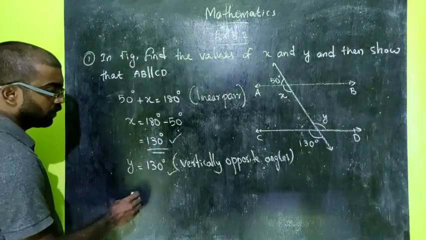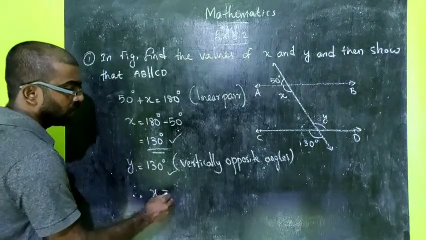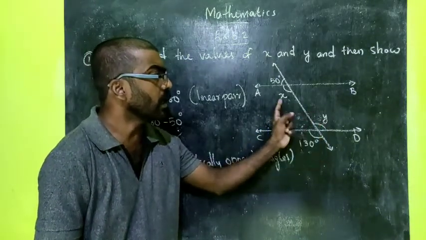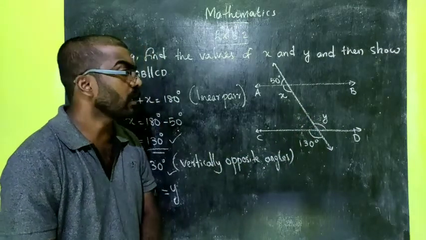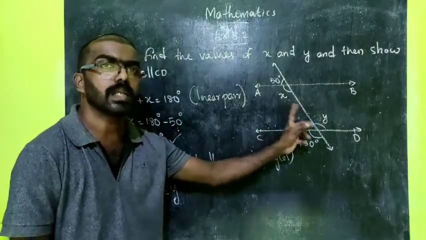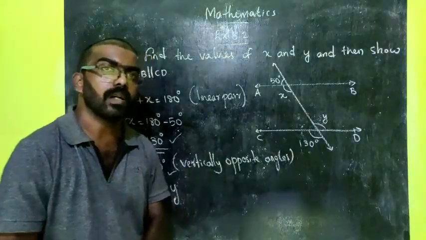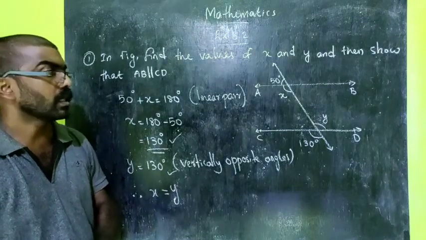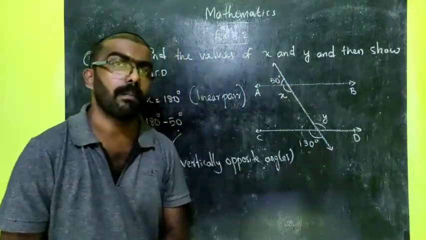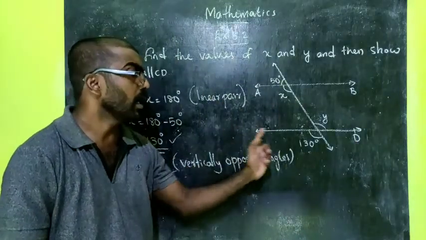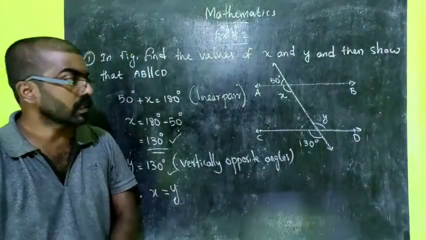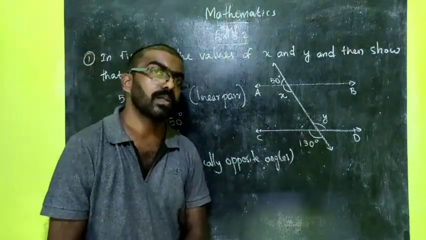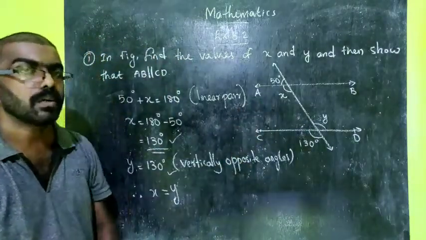That means x is equal to y. Therefore, x is equal to y. And look at the figure. Here x and y are alternate interior angles. Clearly we can conclude that these two are alternate interior angles, and here we got the values are equal. X equal to y. So what we can conclude? So by the theorem we can say AB and CD are parallel. Because here two lines AB and CD are intersected by a transversal such that a pair of alternate interior angles are equal. So we can conclude AB is parallel to CD.